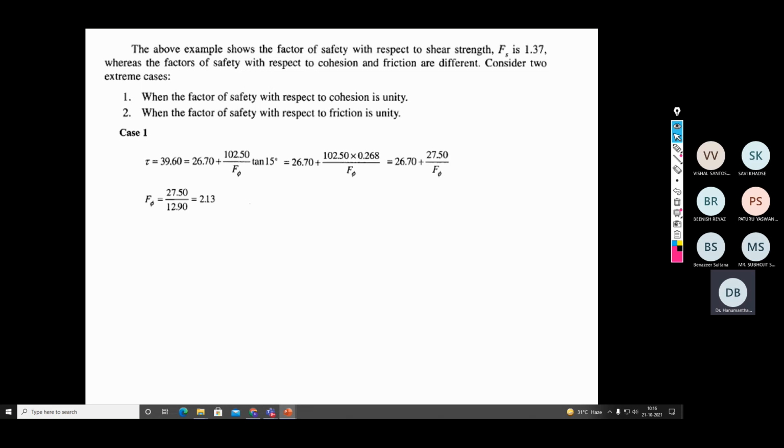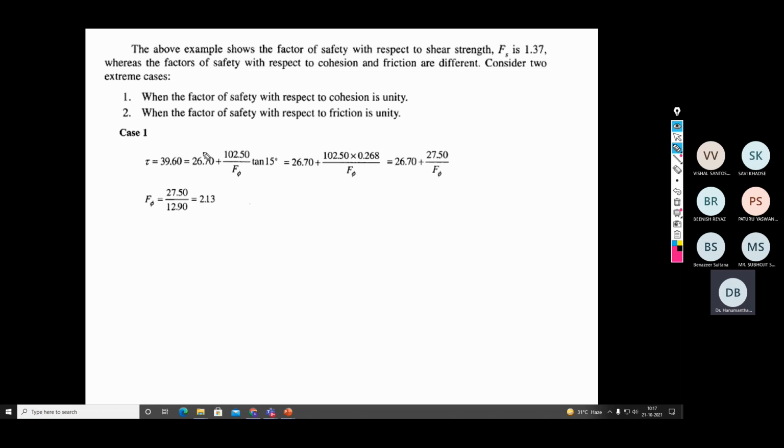So this is how you need to calculate. First, case 1, where it is said that the factor of safety with respect to cohesion is unity. So then what would be the factor of safety value corresponding to the friction? Now we know the ultimate shear strength is 39.6, and there are two terms, that is tau is equal to C plus sigma dash tan phi. Now it says that corresponding to C, the mobilized is equal to C dash by factor of safety.